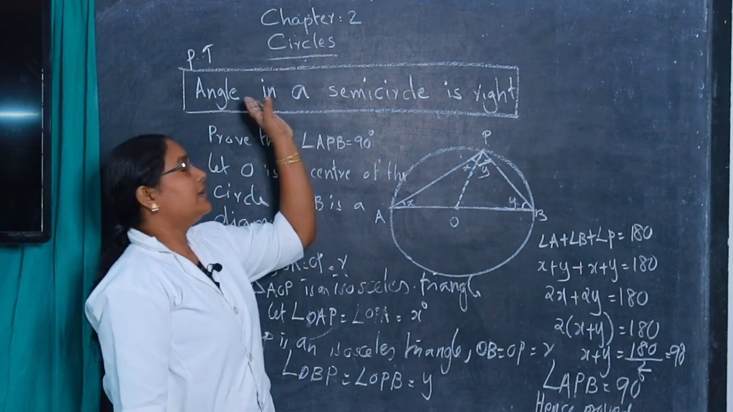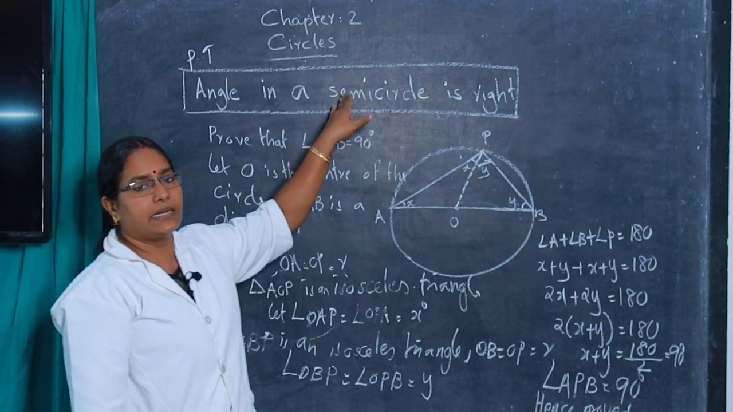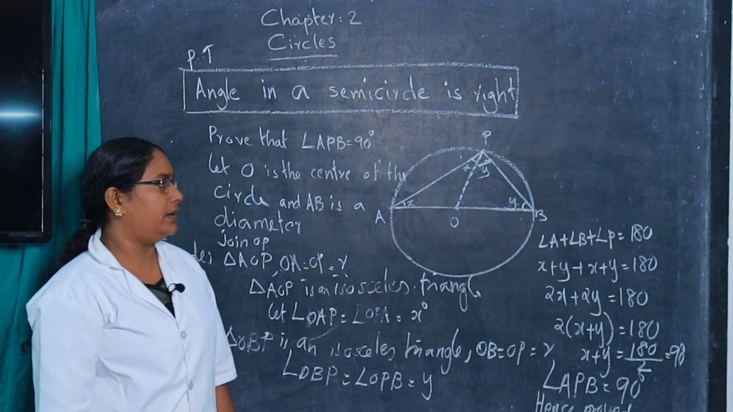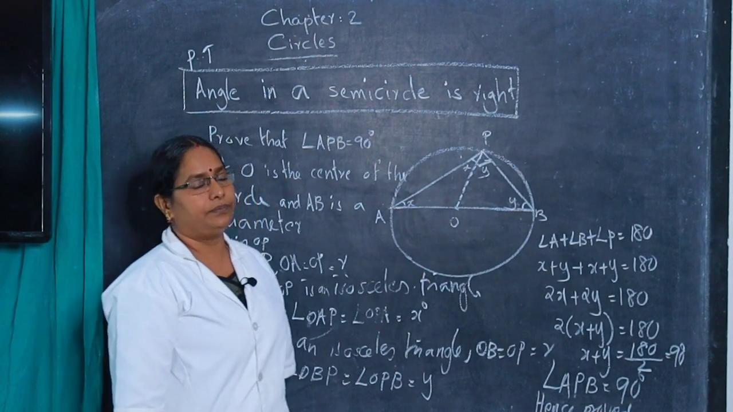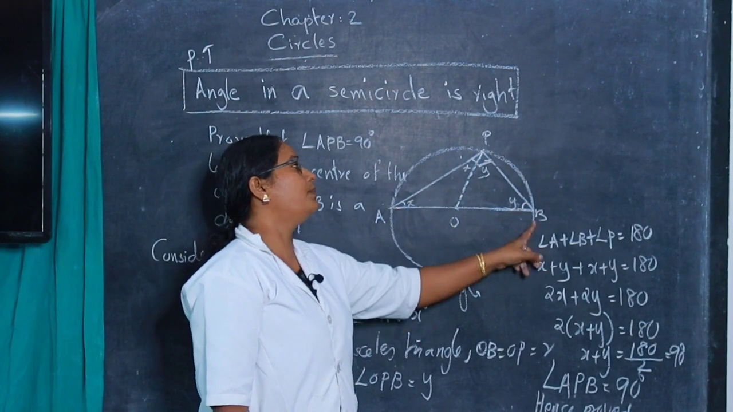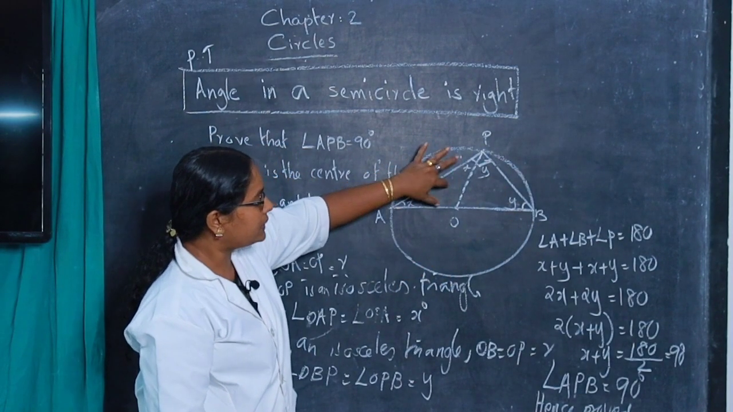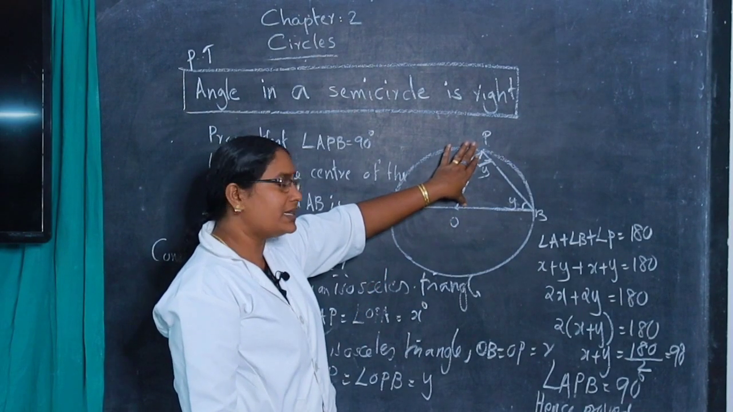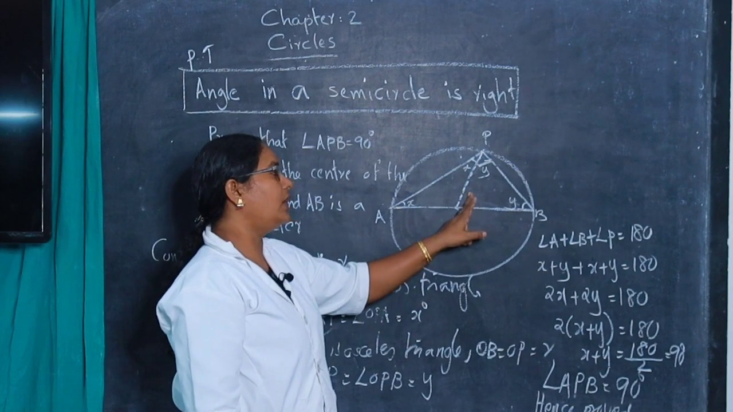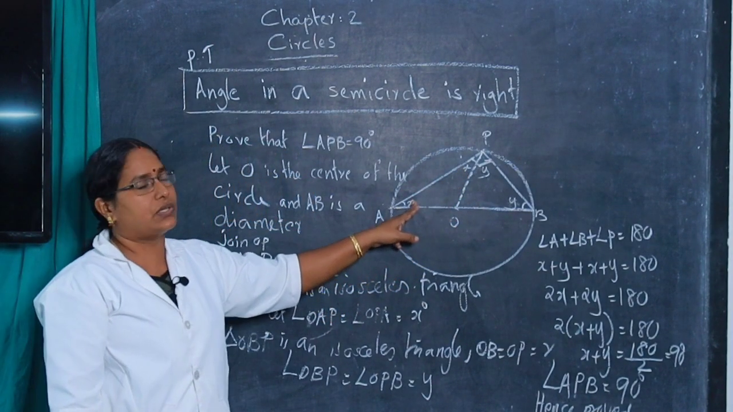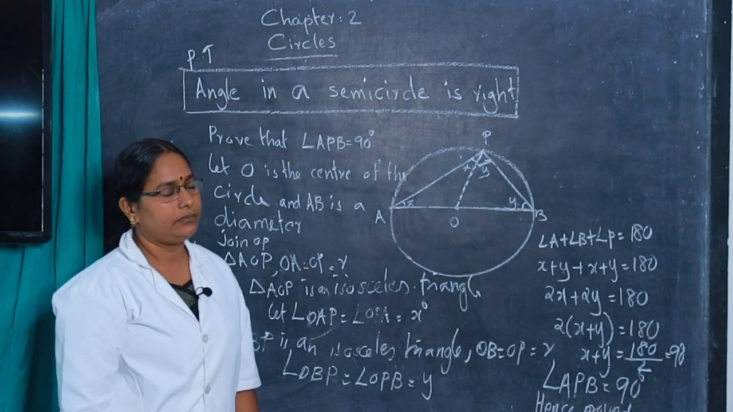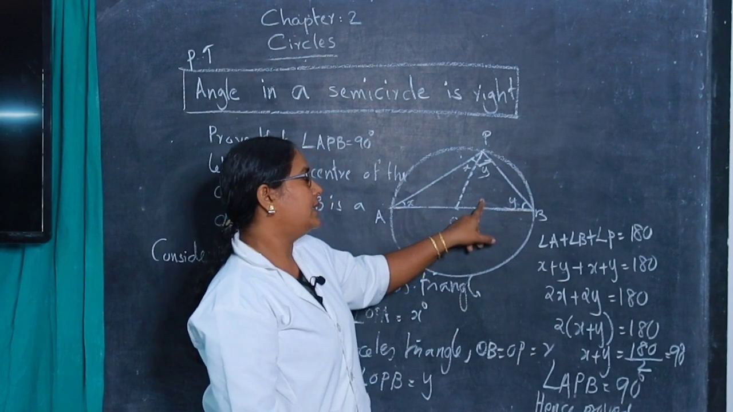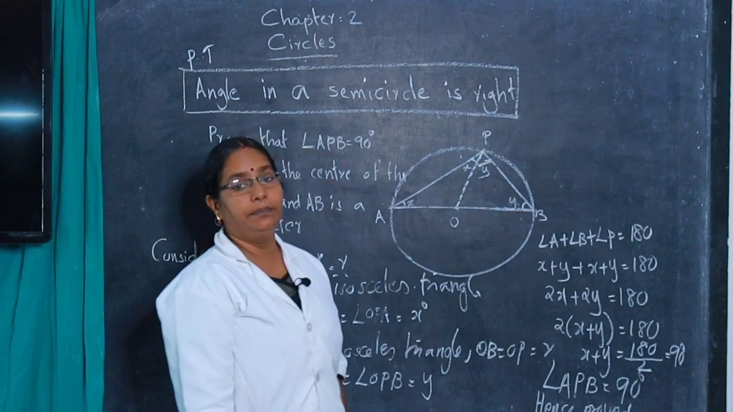Therefore, what is the answer? The statement proved: angle in a semicircle is right. How to prove? First join the line OP. Therefore, two triangles, OAP and OBP. First look at this triangle. Two sides are equal, reason: radii of the same circle. Therefore, opposite angles are also equal, so take X, X. In the same manner, these are radii, so this triangle is also isosceles, and opposite angles are equal, Y.